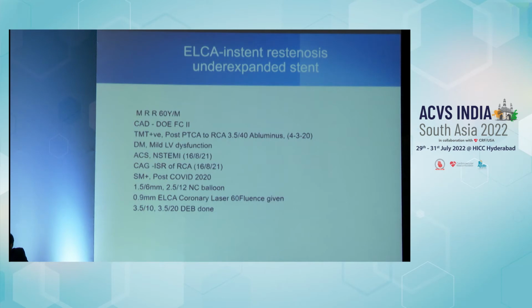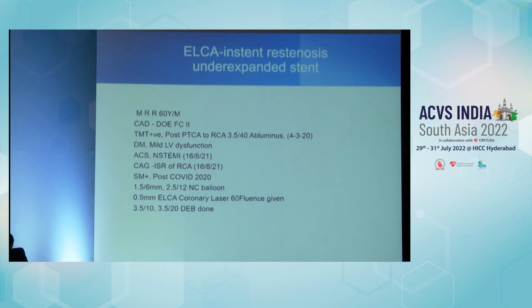The second case example is how we used it in in-stent restenosis under-expanded stent. This fellow is a 65-year-old male, post PTCA to RCA with a 3.5 into 40 millimeter aluminum stent. He again presented with NSTEMI. So again, this is acute coronary syndrome, and the angio showed ISR, in-stent restenosis of the RCA, and the patient had post-COVID in 2020.